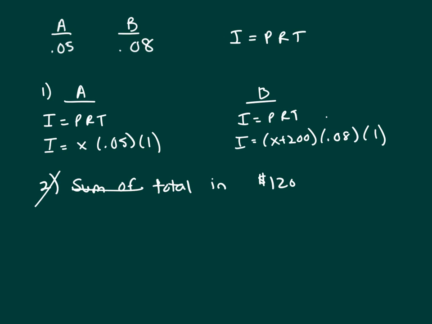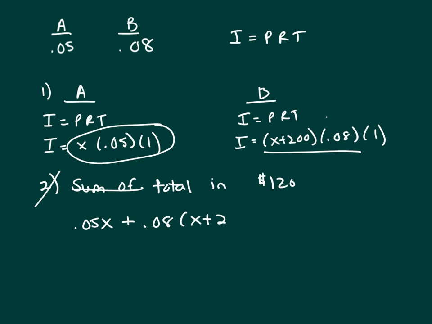But if you put both of them together, if you take the amount of interest earned for account A, that would be 0.05x, and add to it the amount of interest for account B, that's 0.08 times x plus 200, we know that the sum has to give you 120. So you could solve this equation for x, plug it in here to figure out how much interest is in that account. You could figure out how much more B has than A. So the answer is C.